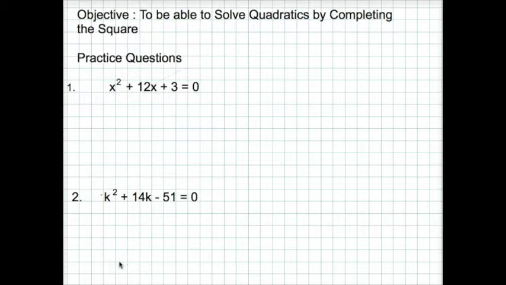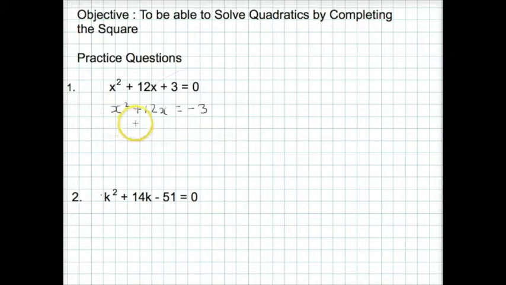Welcome back. Let's now go through these two together. Question 1 then. What we're aiming to do here is we've got a quadratic. We're going to solve this by using the method of completing the square. So first of all, we set this up so that we've got x squared plus 12x. Take the 3 over to the other side and that's going to equal negative 3. Then I'm just dealing with these two terms, and we can complete the square on those.